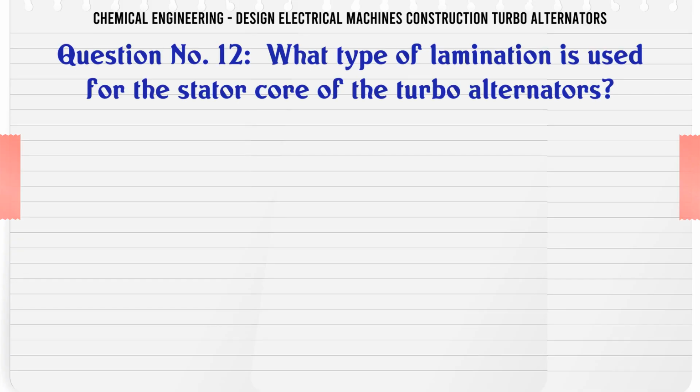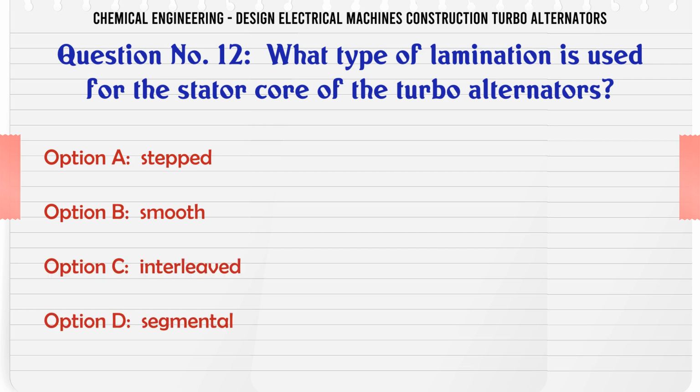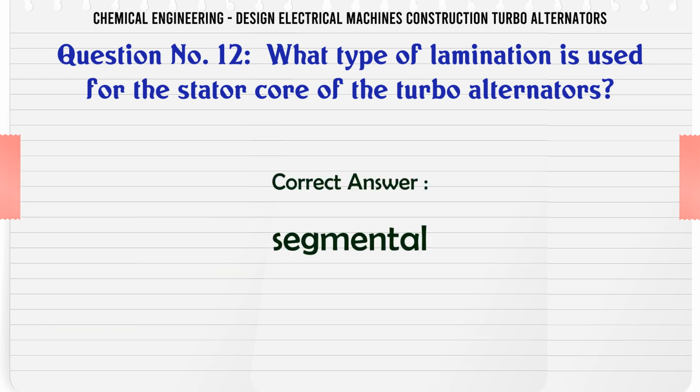What type of lamination is used for the stator core of the turbo alternators? A: Stepped, B: Smooth, C: Interleaved, D: Segmental. The correct answer is segmental.